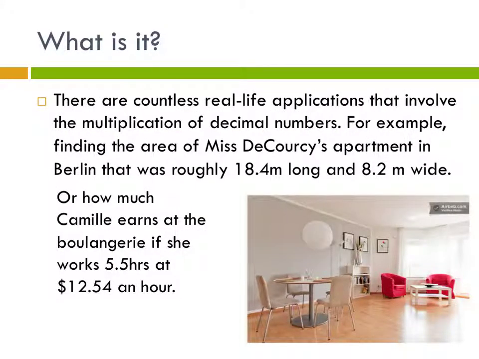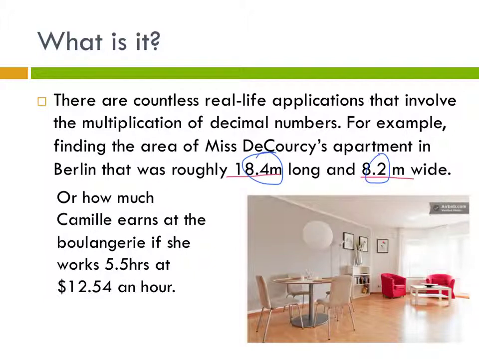Now, there's countless real-world applications that involve multiplication of decimals. For example, if you're trying to find the area of an apartment or if you're trying to calculate wages. So for example, when I was in Berlin, my apartment was roughly 18.4 by 8.2 meters. Now, it's going to be different from what we did yesterday because you'll notice there's some decimals in there and I'm not multiplying by a nice even number.